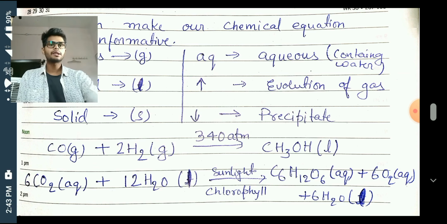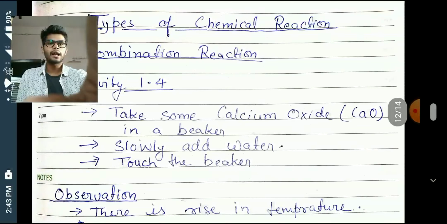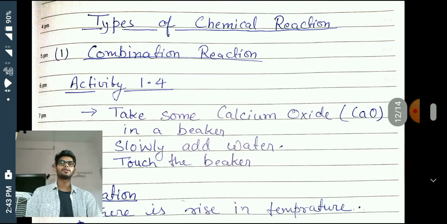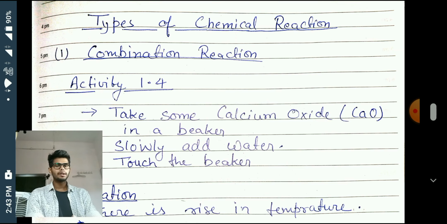Let's move to another thing, the types of chemical reactions. What types of chemical reactions do we see? We see many types of chemical reactions, such as decomposition reaction, combination reaction, and oxidation reaction. We will see the different reactions in this whole chapter, but for today we will stick to the combination reactions.